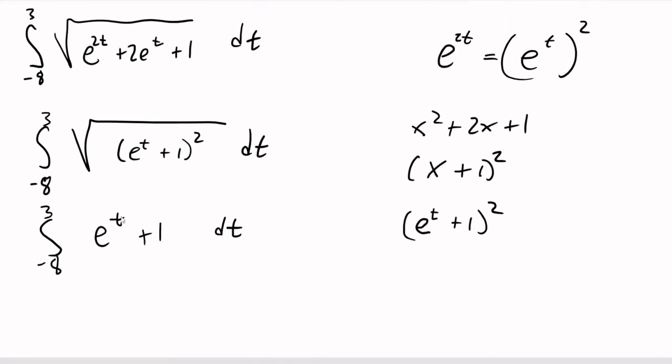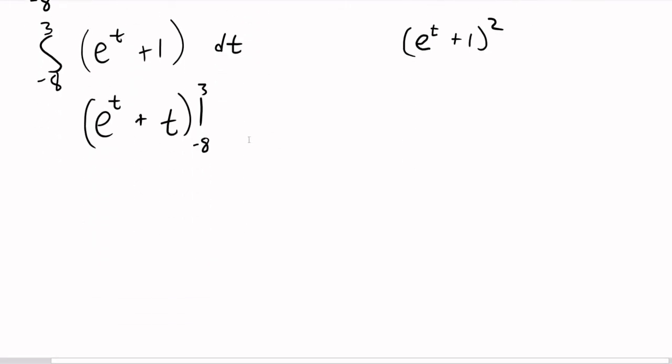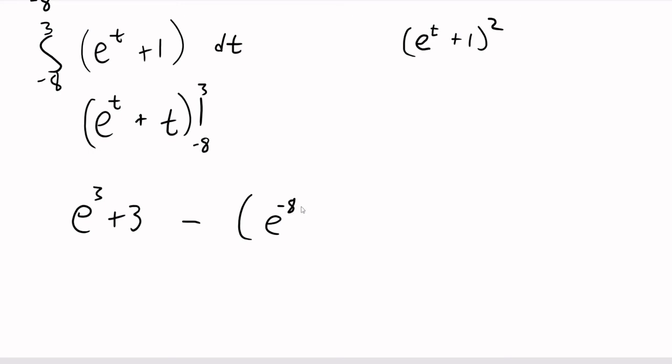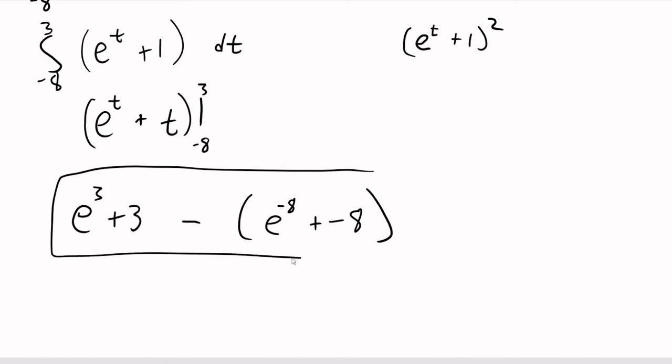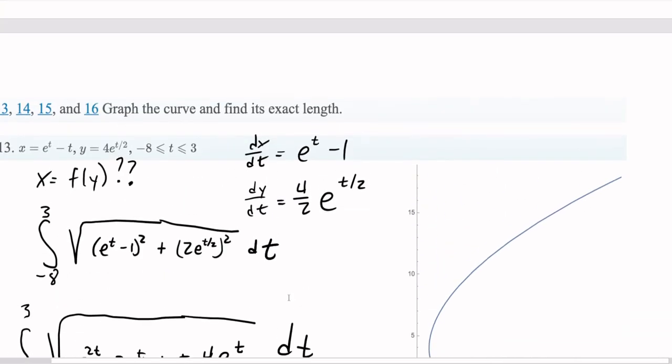So then we can actually just do this out. The antiderivative of this is e^t. The antiderivative of this is t, from -8 to 3. My hand really wants to draw that as negative infinity. I don't know why. Okay, plug 3 in. e^3 plus 3 minus (e^(-8) plus -8). And plug that into a calculator or leave it as it is. Either way is fine. There you go. We have a number.